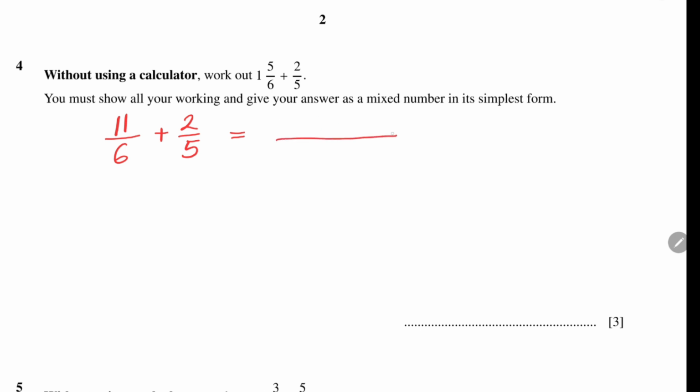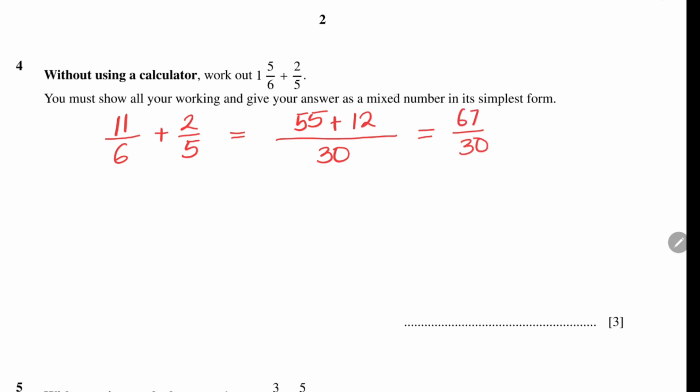Again, we look for the LCM. The LCM of 6 and 5, that is the lowest common multiple of 6 and 5, is 30. 6 in 30, 5. 5 times 11, 55. 5 in 30 is 6. 6 times 2 is 12. So this is going to be 55 plus 12, which is 67 over 30.